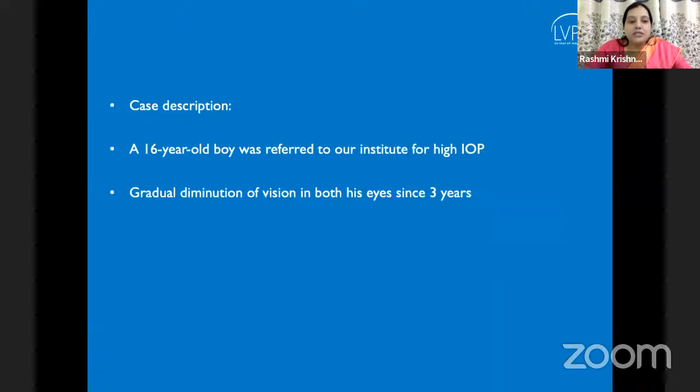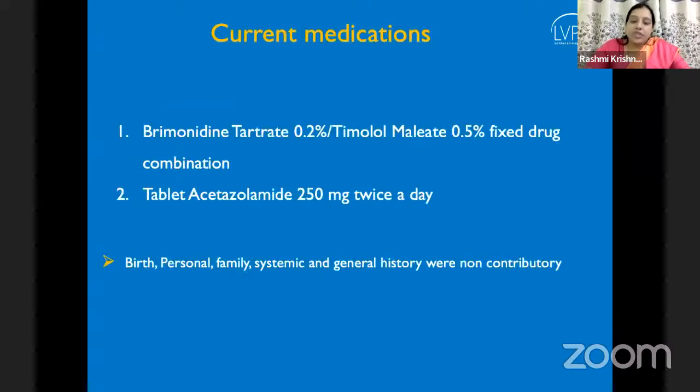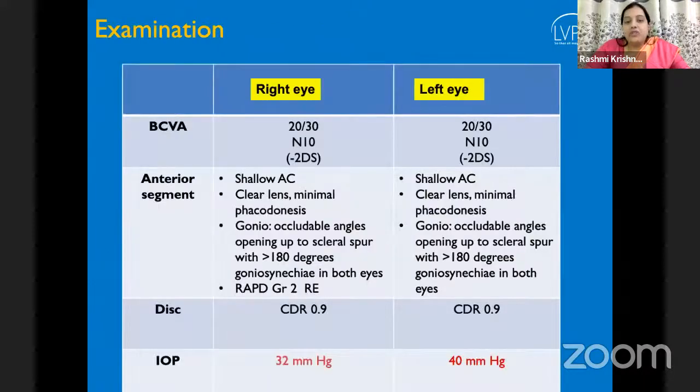Coming to my case, he was a 16-year-old boy who was referred to our Institute for IOP control. He complained of gradual diminution of vision in both eyes since 3 years. He was already on 2 medications with oral Diamox. Systemic and other history were not contributory. His visual acuity in both eyes was 20/30, correctable with -2 diopter sphere. Both eyes had a shallow anterior chamber, clear lens with minimal phacodonesis. Gonio showed occludable angles with more than 2 quadrants of goniosynechiae, and RAPD in the right eye. Cupping was advanced in both eyes with high intraocular pressures.